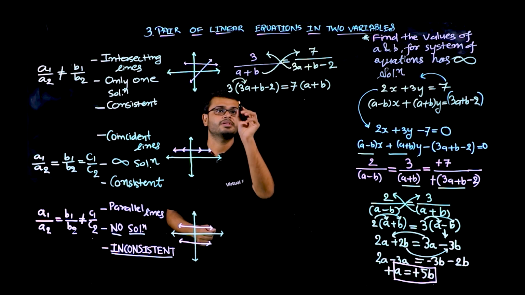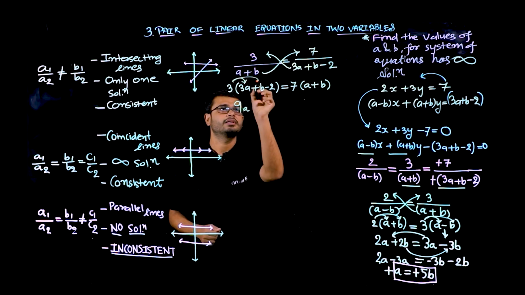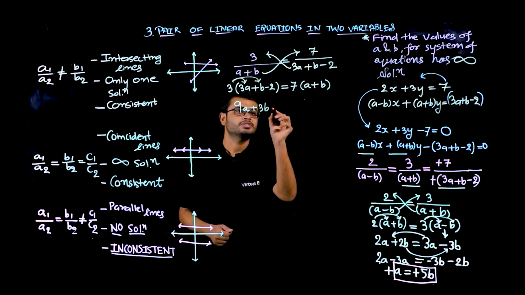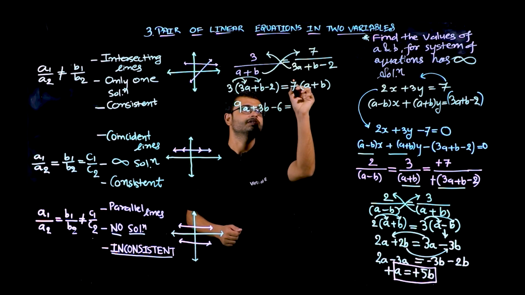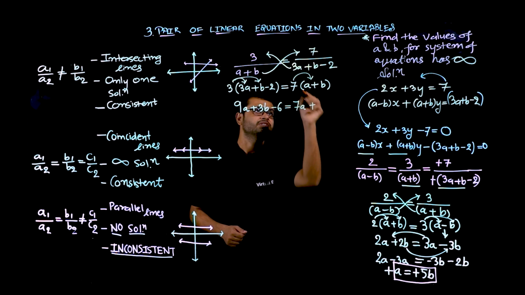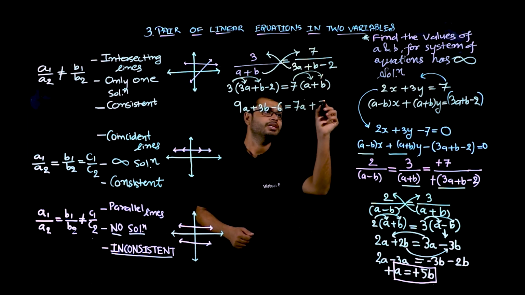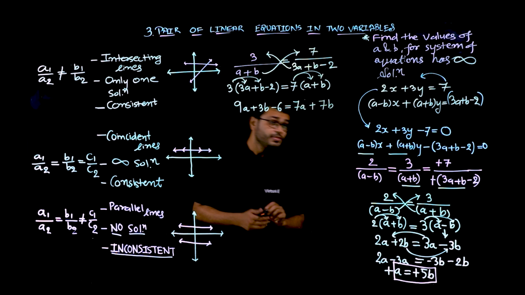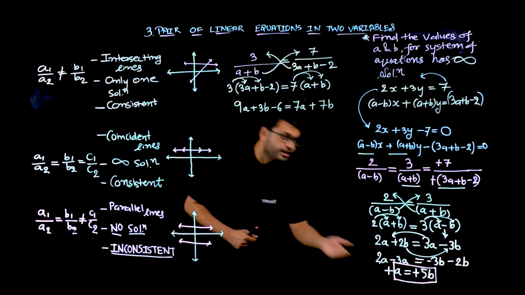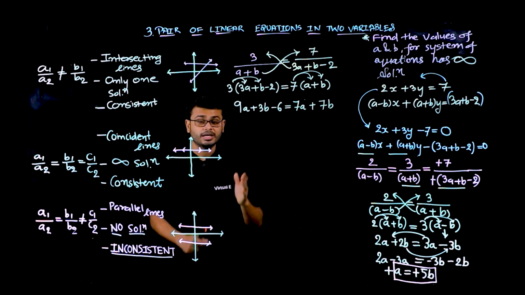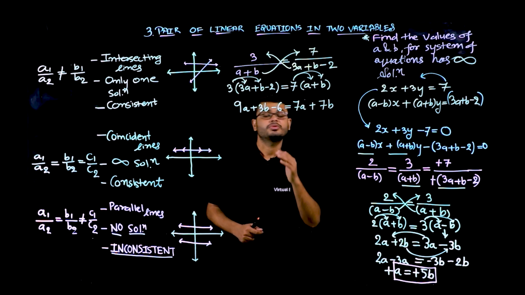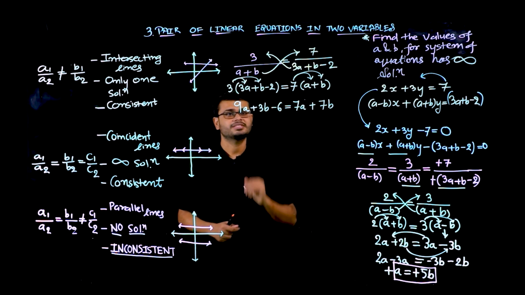So this will give you 3 3s are 9a, then 3 into b, that is 3b, and 3 into minus 2 will give you minus 6. 7 into a will give you 7a, plus 7 into b will give you 7b. Now you must be thinking that let me substitute the value of a directly, but I would still prefer to simplify first, then substitute the value, so there will be fewer steps to do.